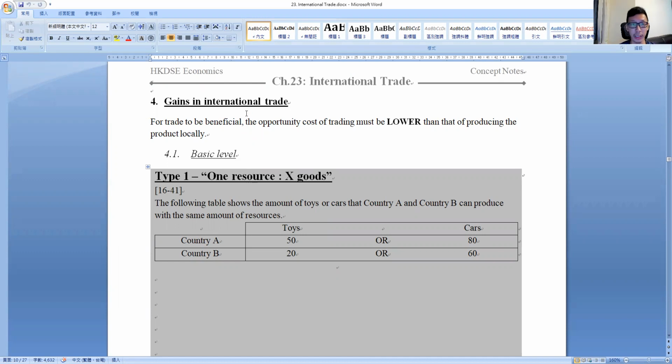For countries to engage in trade, remember the first thing is that they must both gain from the international trade itself. For the trade to be beneficial, the opportunity cost of trading must be lower than that of producing the product locally. It must be cheaper than making it myself. If it is more expensive than me producing it by myself, then why should I buy it? Why don't I just make it instead? Now, let's put it into perspective.